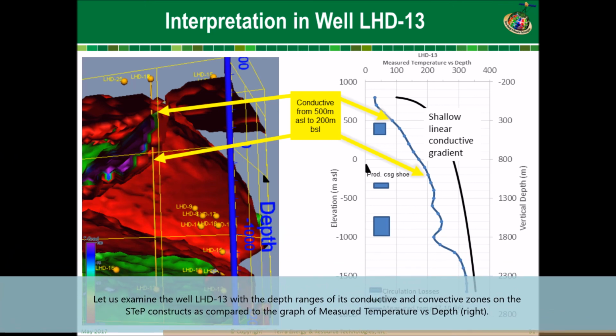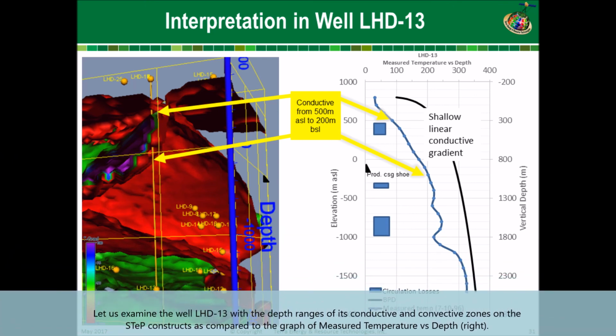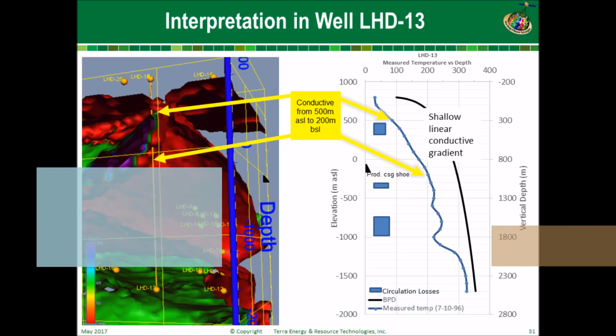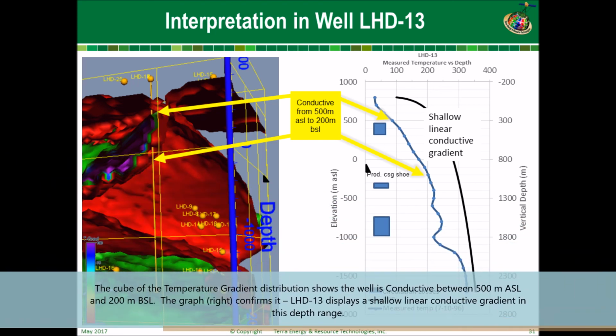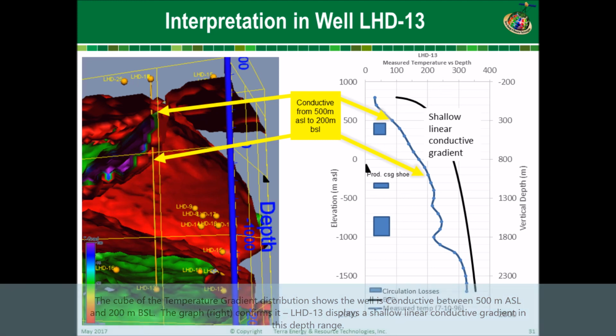Let us examine the well LHD 13 with the depth ranges of its conductive and convective zones on the step constructs as compared to the graph of measured temperature versus depth on your right. The cube of the temperature gradient distribution shows the well is conductive between 500 meters above sea level and 200 meters below sea level. The graph on the right confirms it. LHD 13 in fact displays a shallow linear conductive gradient in this depth range.